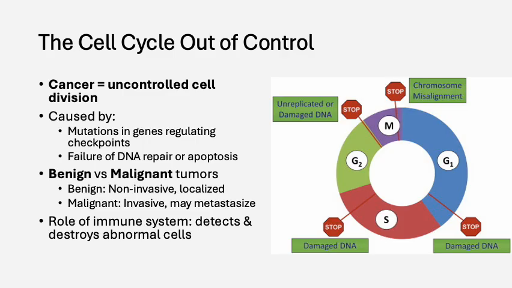When cell cycle regulation fails, cells may divide uncontrollably, leading to cancer. This loss of control often results from mutations in genes that regulate checkpoints, DNA repair, or programmed cell death. Tumors can be benign, remaining localized, or malignant, invading surrounding tissues and spreading to distant sites. The immune system plays a critical role in identifying and eliminating abnormal cells before they become a serious threat.